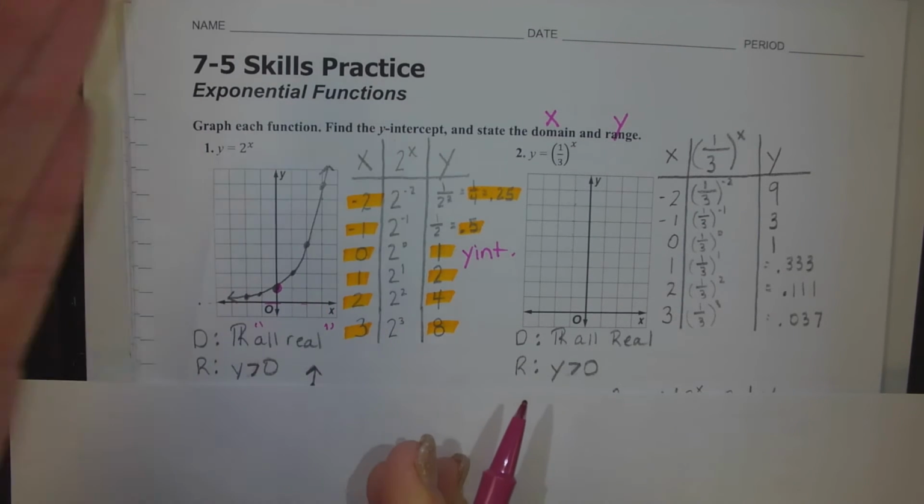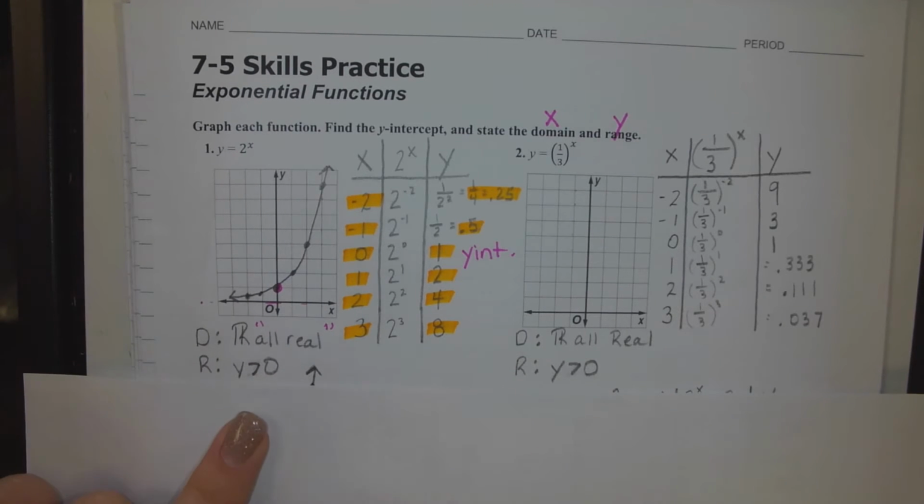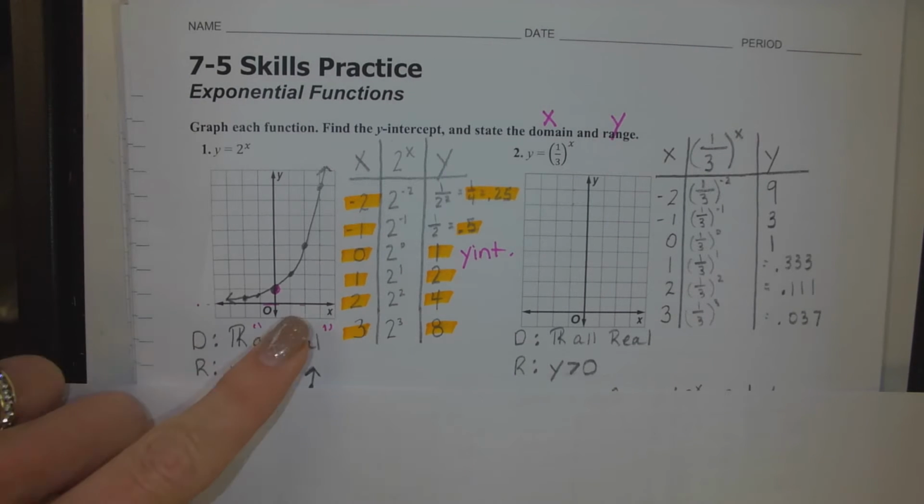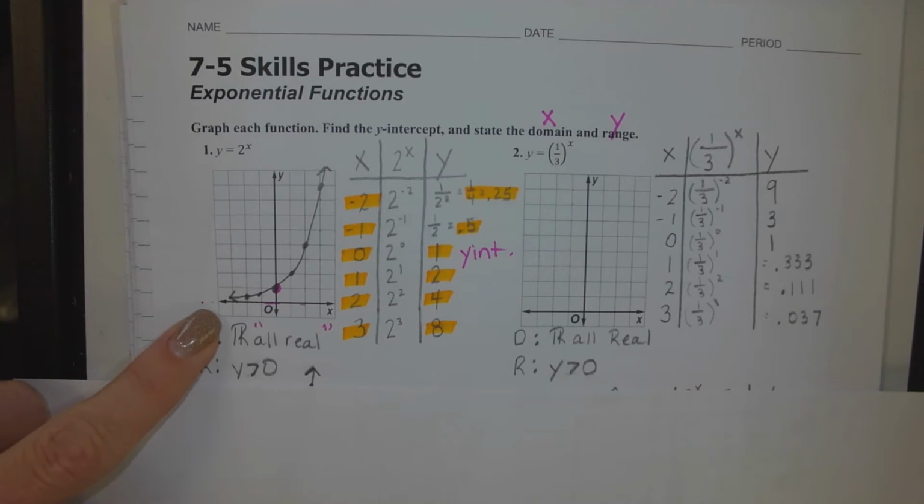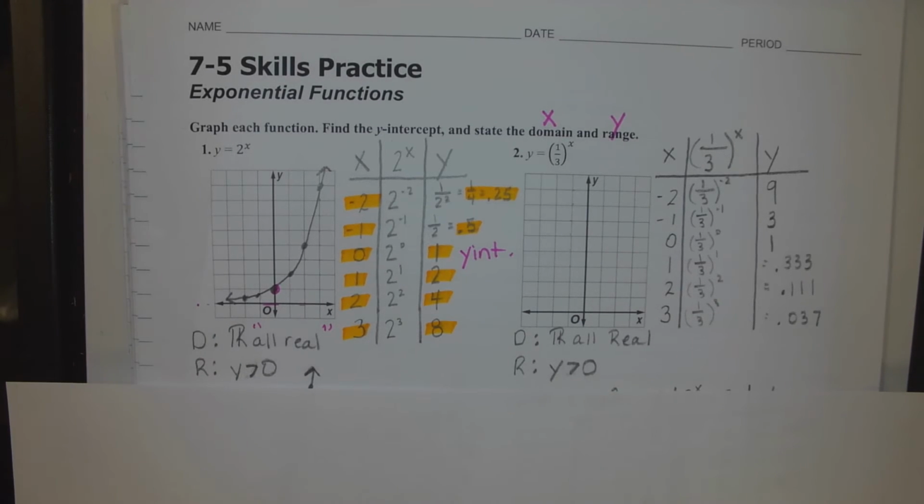If you notice, we don't have a whole graph, right? We're only talking about positive y's. So therefore the range, meaning the graph will never go below the x-axis, it will always be greater than 0. I'm giving this to you. This is part of something I'm giving you.